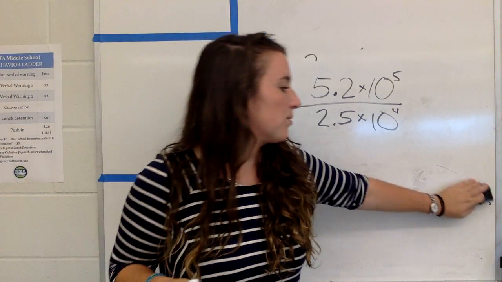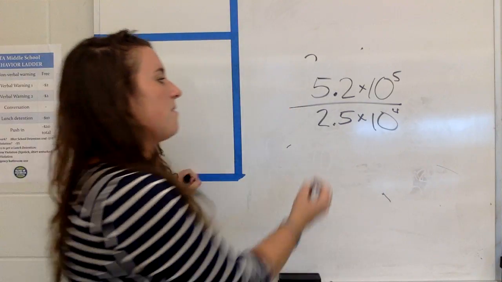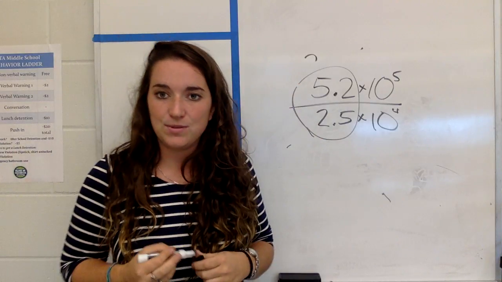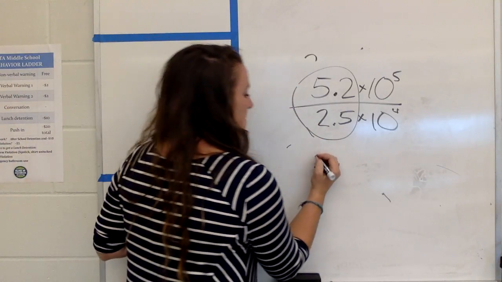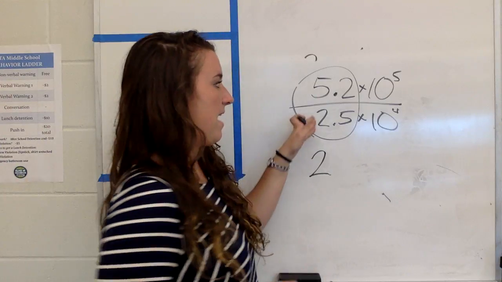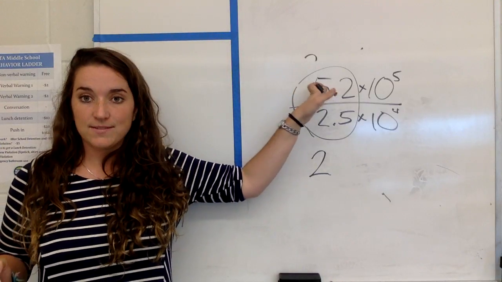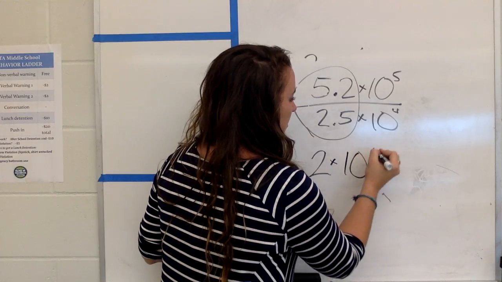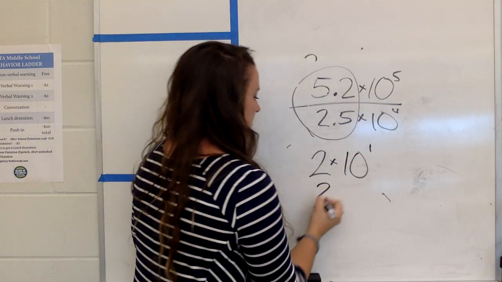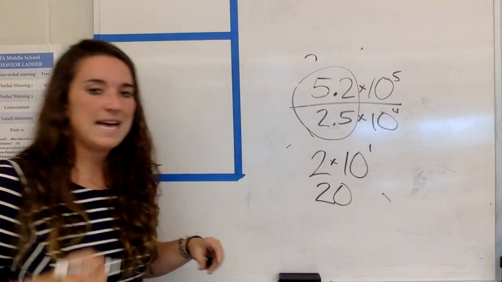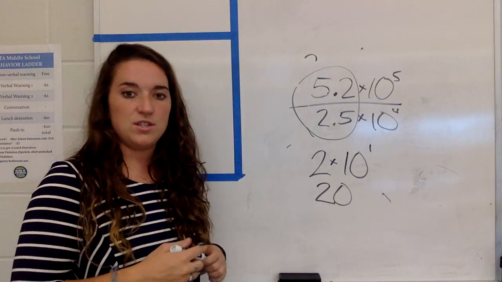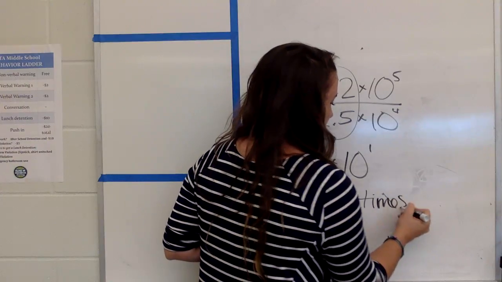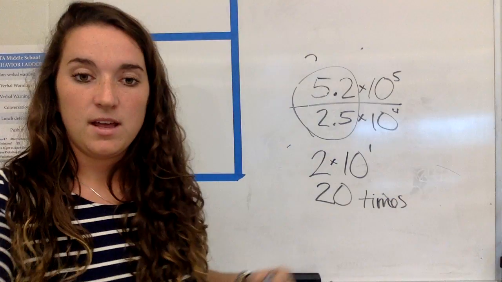Again, I am going to approximate this. So about how many times does 2 and 5/10 go into 5 and 2/10? It goes in about twice because 2 and 5/10 times 2 gives us 5. Then I will subtract my exponents. 5 minus 4 is 1. This is the same as 20. So they ran around the globe approximately 20 times.